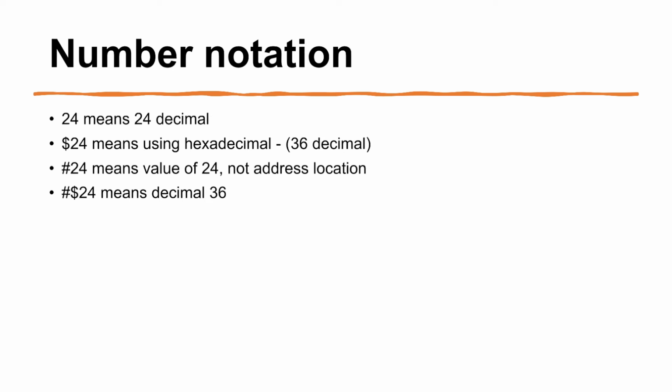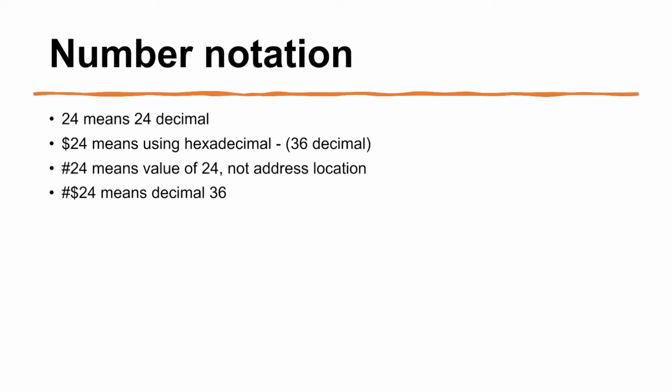Numbers are differently represented when it comes to assembly, because the assembly itself needs to be able to understand what you are dealing with. So if you just note the number in the assembly, by assembly I mean assembly language, you are going to be referring to the decimal value of the number. So for example, in this example, the 24 means 24 decimal.